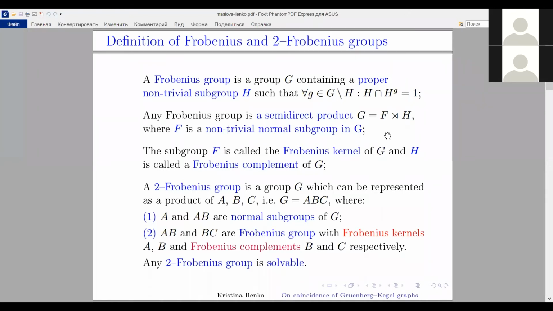A two-Frobenius group is a group G which can be represented as a product of A, B, and C, where A and AB are normal subgroups of G, AB and BC are Frobenius groups with Frobenius kernels A and B and Frobenius complements B and C, respectively. Note that any two-Frobenius group is solvable.